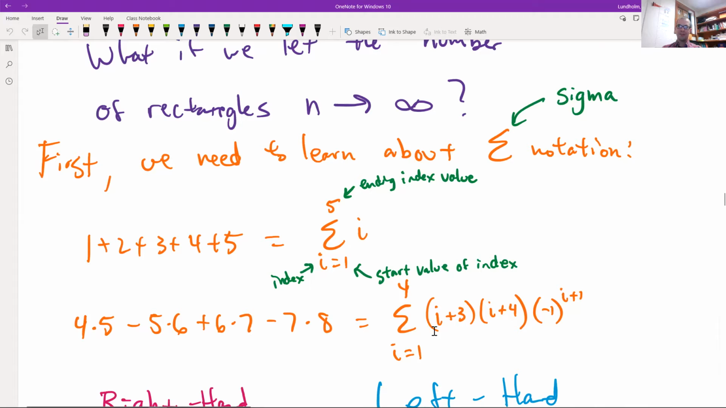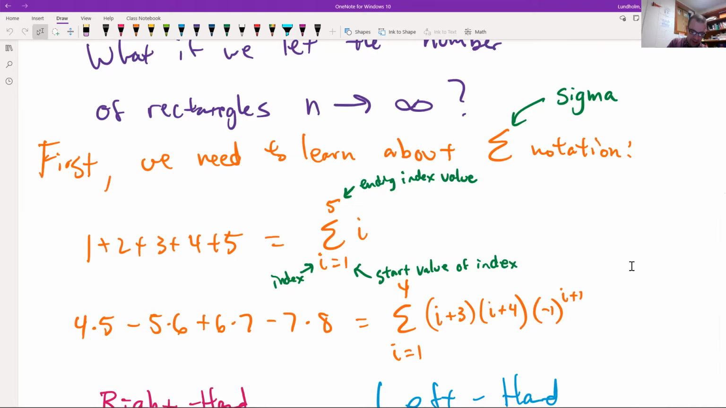So plugging in 1 gives us 4, 5, and then +1, and that's why we get a positive 4 times 5. And then if we put in 2, we would get 5, 6, and -1 to the third power, which would still be -1, and that's why we get a -5 times 6. And then after doing that a couple more times, we end off at the index ending value of 4, and we're done.